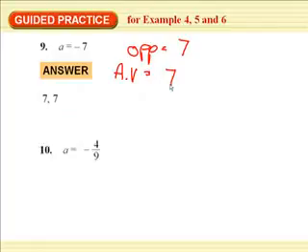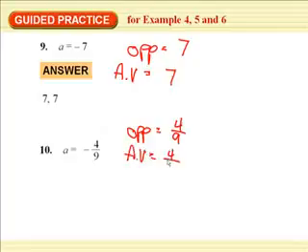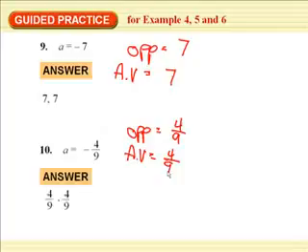Okay, what's the opposite of negative 4/9? Positive 4/9. And what's the absolute value of negative 4/9? Positive 4/9. And if you've noticed, absolute value will always be positive.